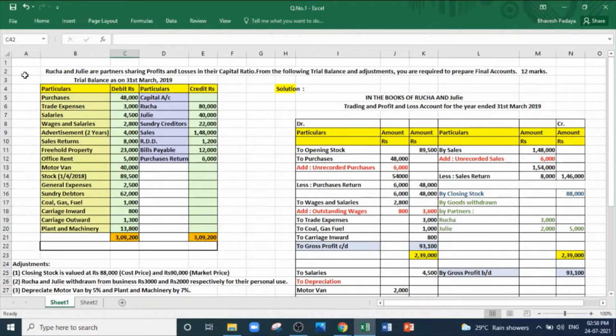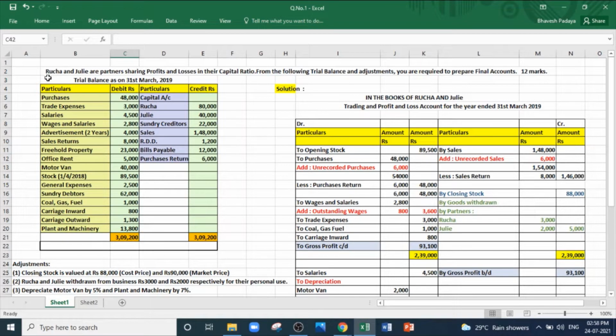Let us now go through this question so that you understand how we do the postings, adjustments, and how we tally the sum. Rucha and Julie are partners sharing profits and losses in their capital ratio. From the following trial balance and adjustments, you are required to prepare final accounts.